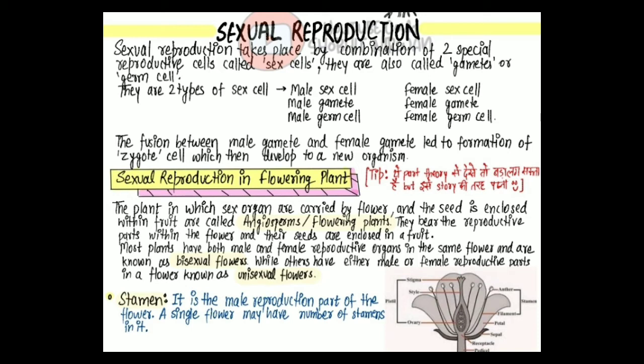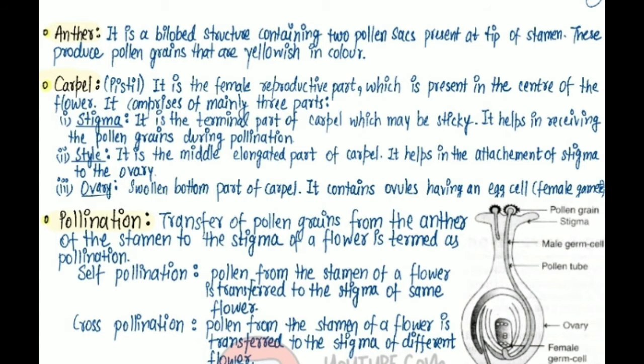Stamen. It is the male reproductive part of the flower. A single flower may have a number of stamens in it. Anther. It is bilobed in shape, containing two pollen sacs, present at the tip of the stamen. These produce pollen grains that are yellowish in color.